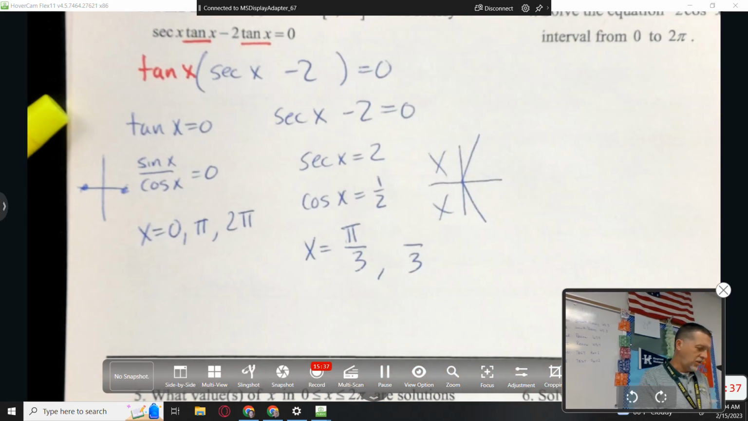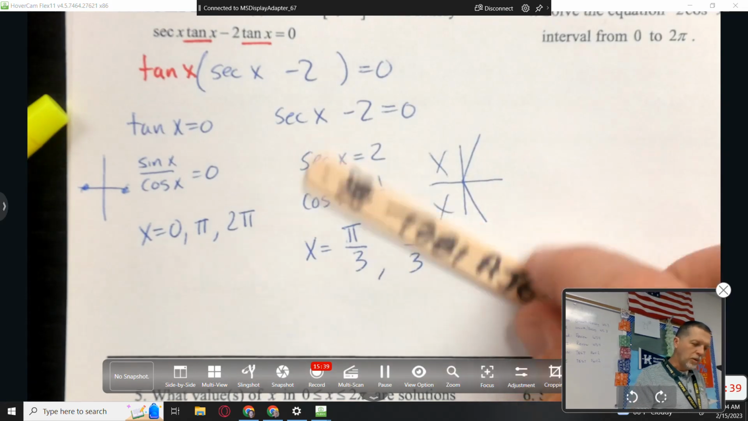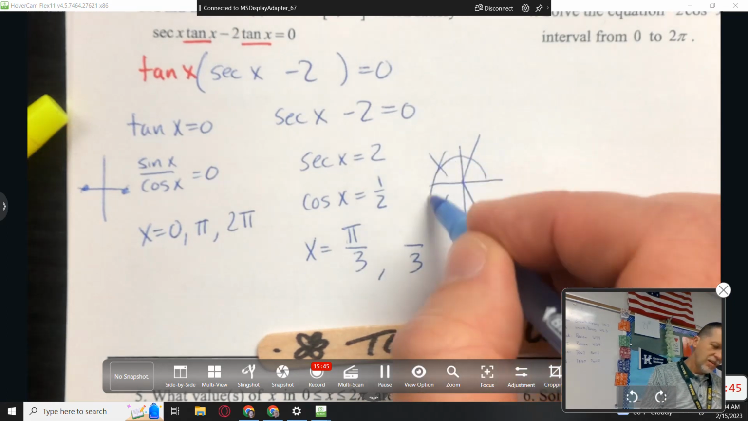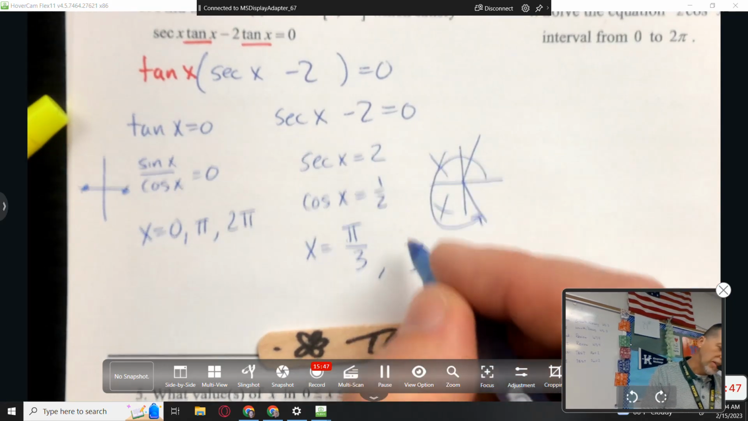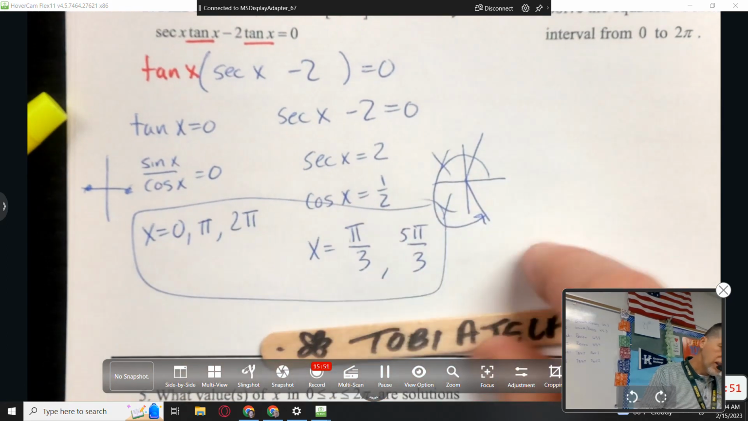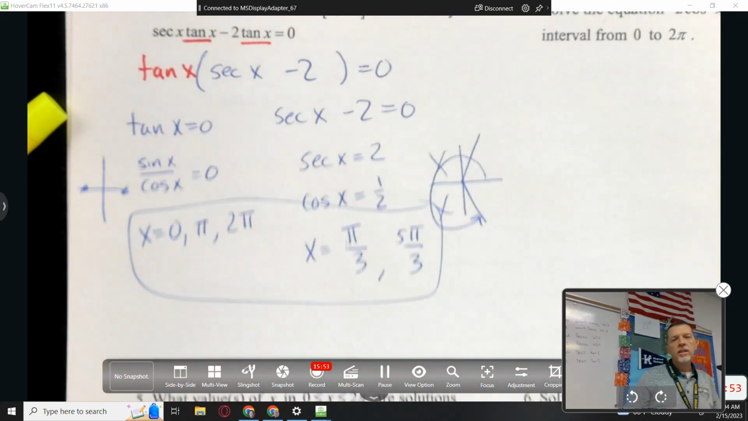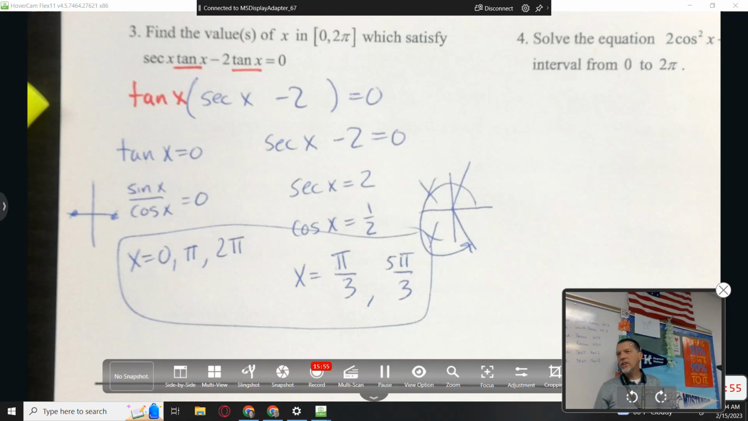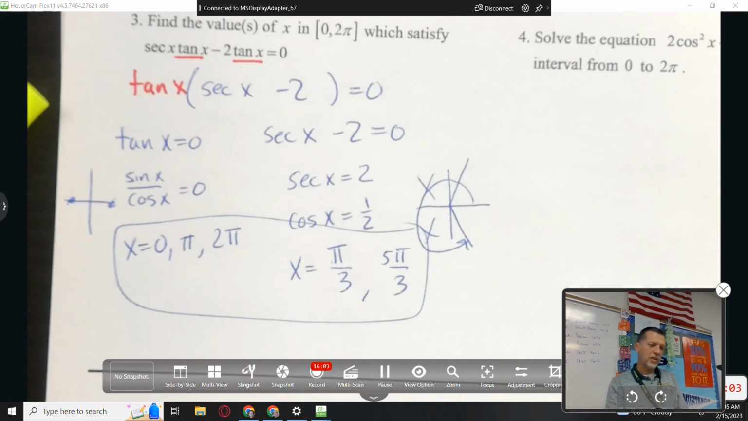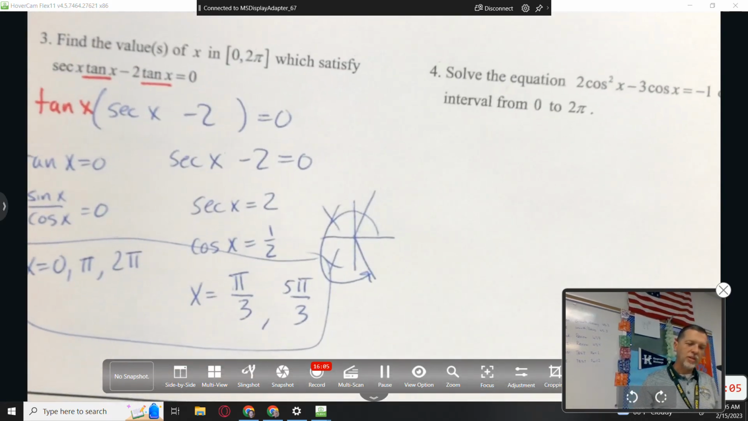And we'll just go through all of them. Toby, what's over 3 in the fourth quadrant? 5 pi over 3. Yep. So factor first, and then it basically turns into 2 problems. And usually each of those have 2 answers, but sometimes more or less, depending on what's going on.